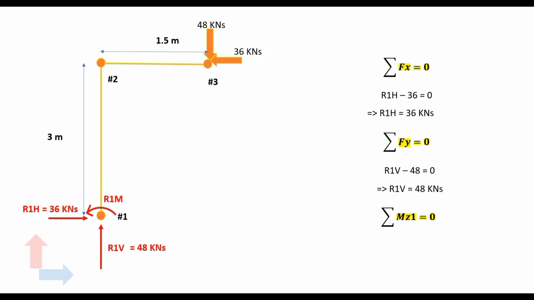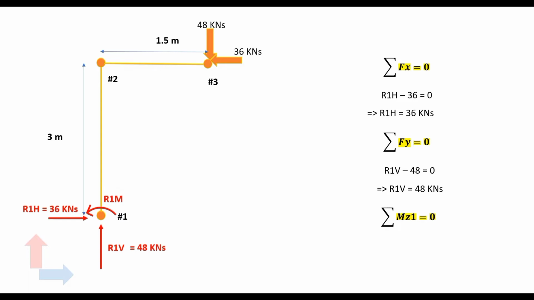Well, the first moment would be the reaction moment, R1M. We have assumed that to be acting in the positive sense, in the anti-clockwise direction. So R1M would be positive. Next, we have the load of 48 kilonewtons, which is acting at a horizontal distance of 1.5 meters away from node 1, and this would create a clockwise moment about point 1. So we will have a moment of minus 48 into 1.5 meters.